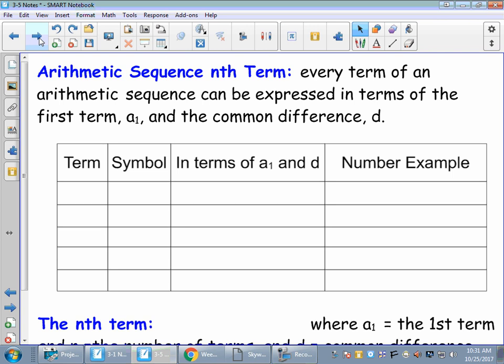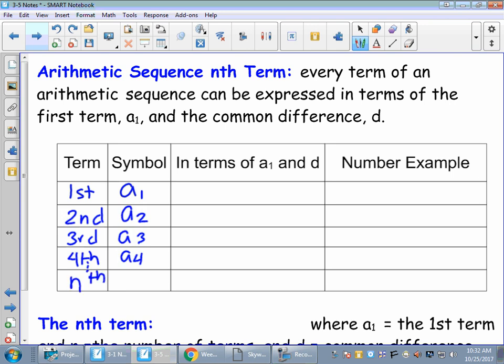Now, when we do this, I can just fill in this part of the table. My first term we call a sub 1. My second term we list as a sub 2. My third term is a sub 3. My fourth term would be a sub 4. And then we can just continue and say, it doesn't matter what term we're talking about, 5th, 6th, 7th, 100th, 200th, millionth term, we call that the nth term.